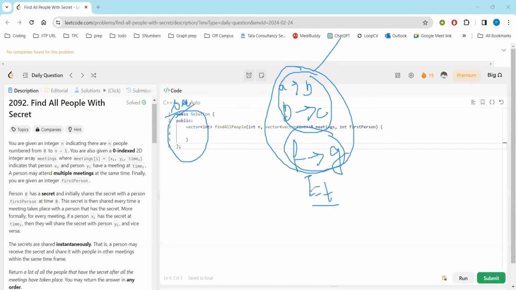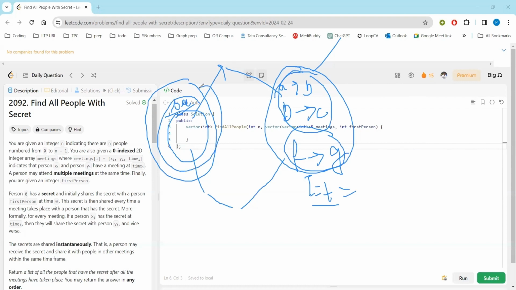So if in this time frame there is no meeting between any person from this secret group and any person from this group, that means after this time frame still only this person will know the secret. Or if there is a meeting between a person from this group and a person from this subgroup, then only this subgroup and this secret group will know the secret. Or if there is a meeting between a person from this group and this subgroup, then this subgroup will know the secret.